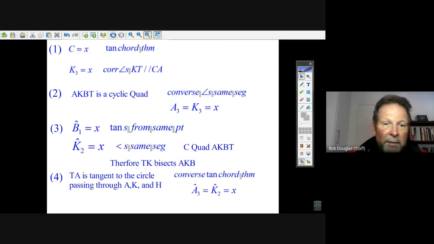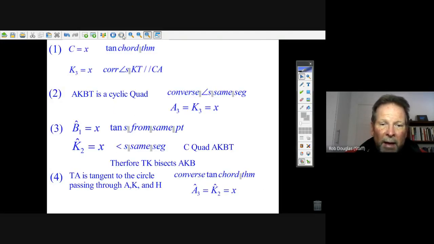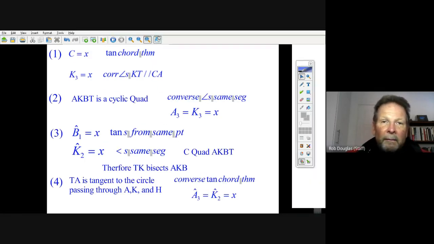So I think you'd have to say it: TK cuts AKB into two equal pieces of X because we've shown they were both X. So that's it. Therefore, TK bisects AKB. That's how you would write it out. And we know that TA is tangent to the circle going through these points because of the tan chord theorem, the converse of the tan chord theorem. Okay, hope that helps.